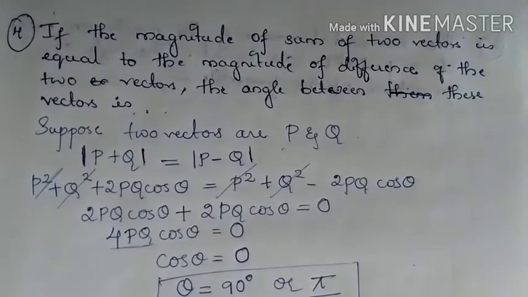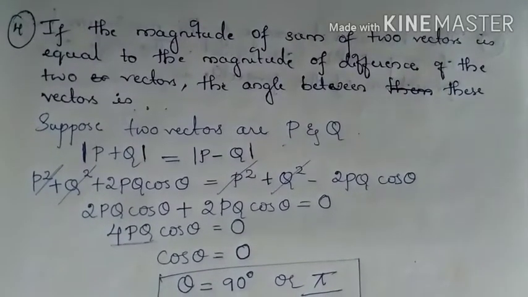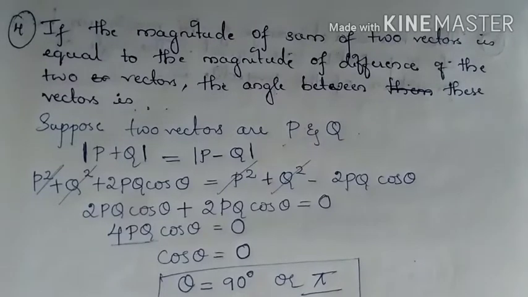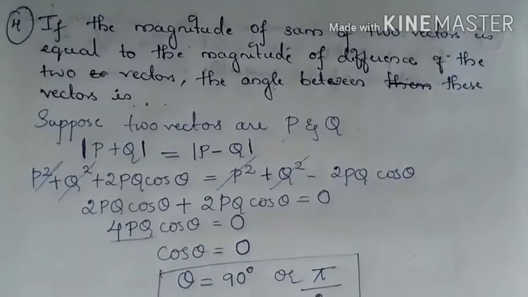If the magnitude of the sum of two vectors is equal to the magnitude of the difference of two vectors, then the angle between these vectors is... So he is asking what is the theta between the two vectors. Theta is equal to question mark.